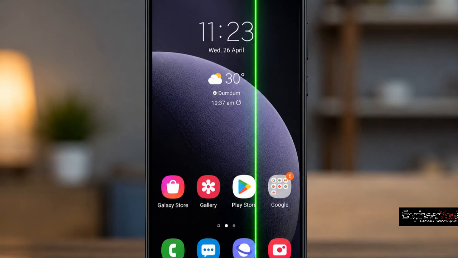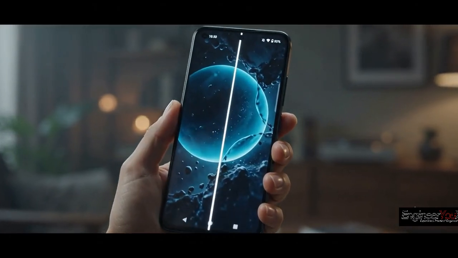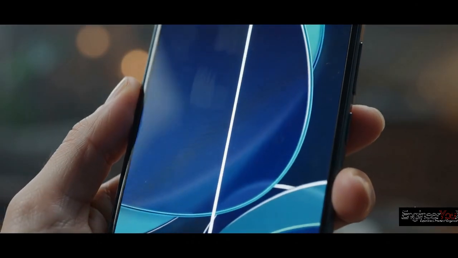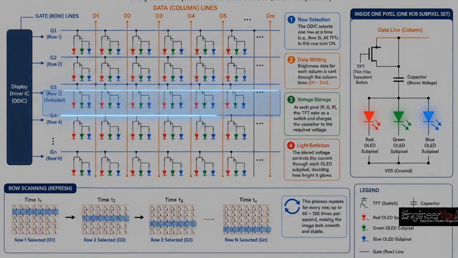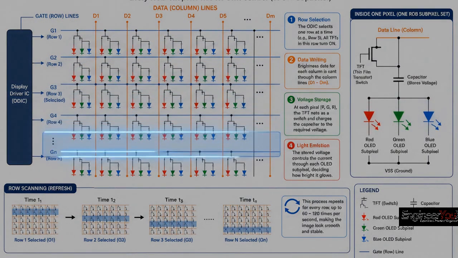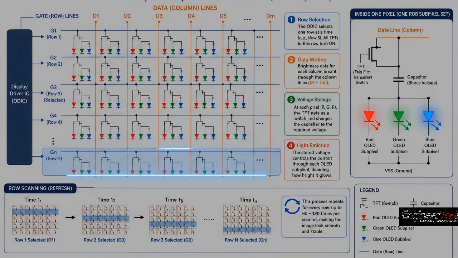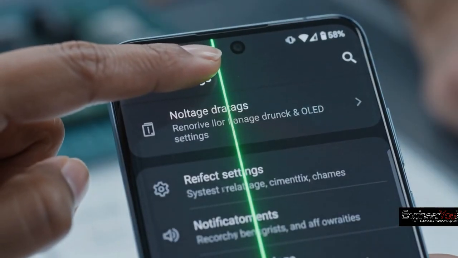vertical green line. Although IPS LCDs can also develop lines, AMOLED issues are often linked to failures in the TFT backplane, column driver, or panel connections, affecting an entire column of pixels. The problem is gradually being solved as OLED technology, display manufacturing, and quality control continue to improve, making green line issues less common in newer smartphones.